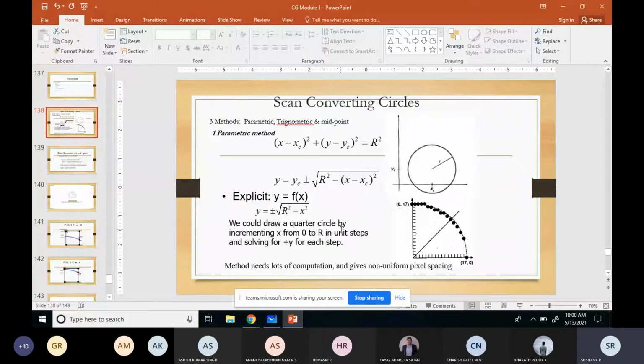If you're taking xc comma yc as the center of the circle, there is a circle with its origin at xc comma yc, and if you're taking radius as r, then from a point x comma y on the circle, the equation is given by x minus xc the whole square plus y minus yc the whole square is equal to r square. The first equation which is displayed on the slide, where xc and yc are the origin, r is the radius, and x comma y is a point on the circle.